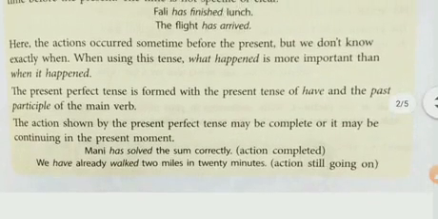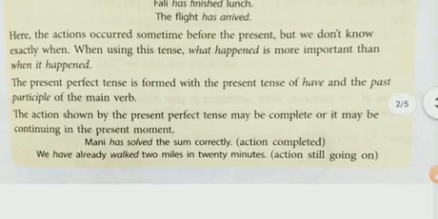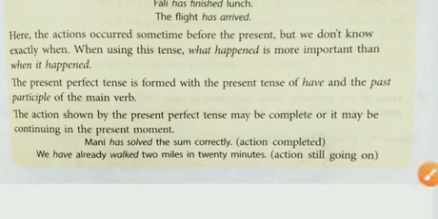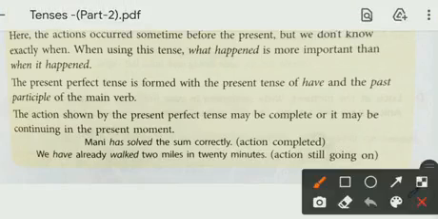So in both the cases we can use present perfect tense when the action is completed and when the action is still going on at the time of speaking, कि जब हम बोल रहे हैं और वो एक्शन उस वक्त हो रहा है. Like, we have already walked 2 miles in 20 minutes, कि 20 minutes में हम ऑलरेडी 2 miles चल चुके हैं. Means ये जो 2 miles चलने का काम था वो हो चुका है, लेकिन still हम आगे कंटिन्यू कर रहे हैं वॉक को.